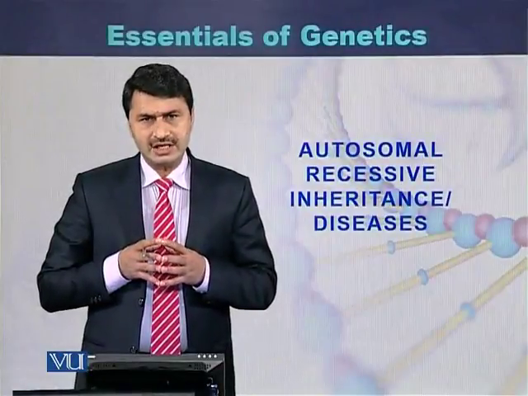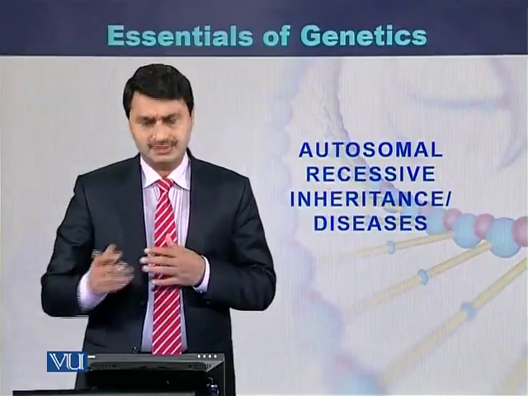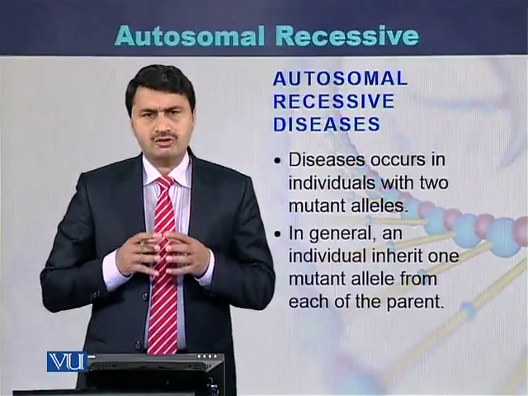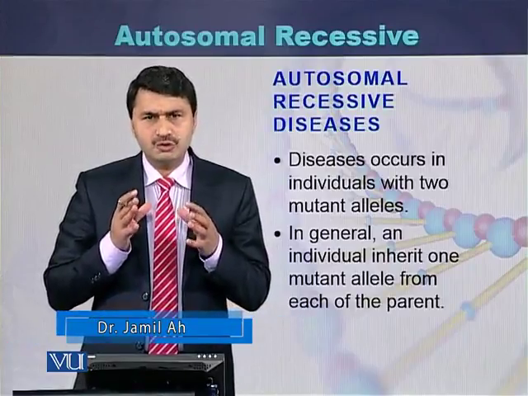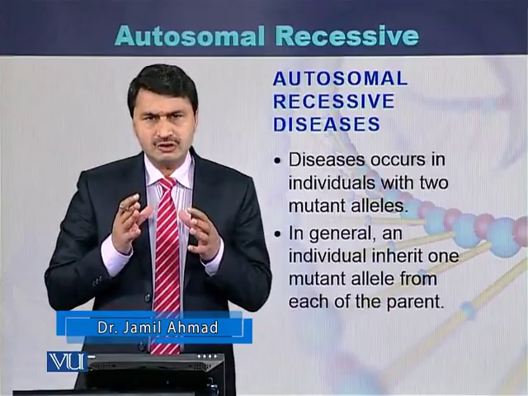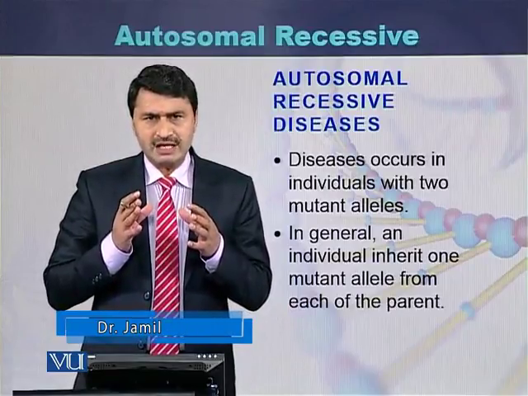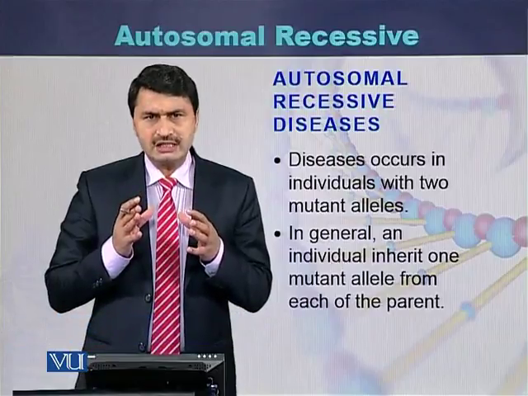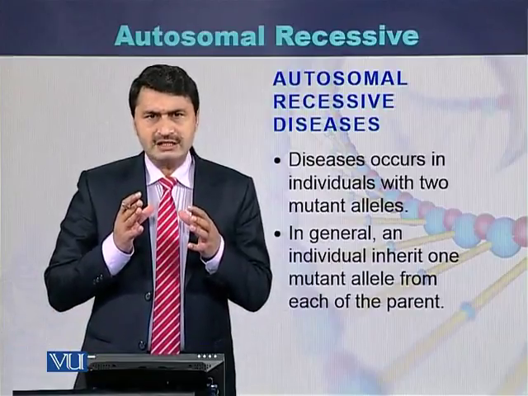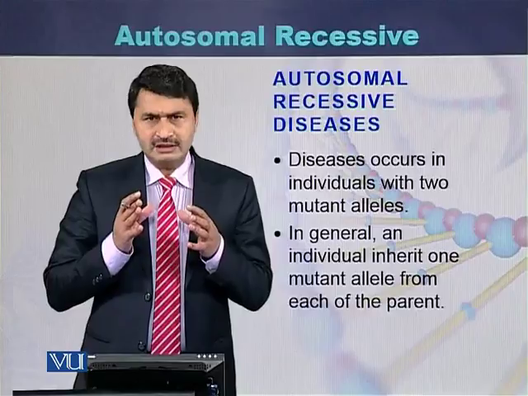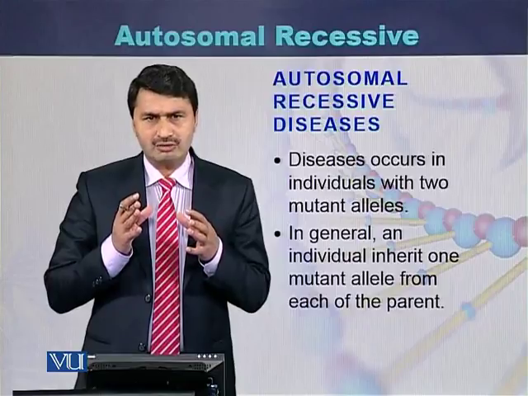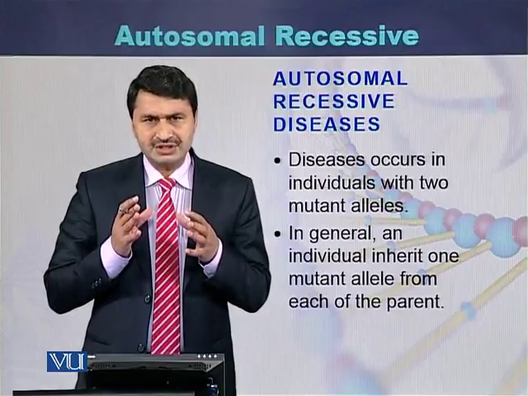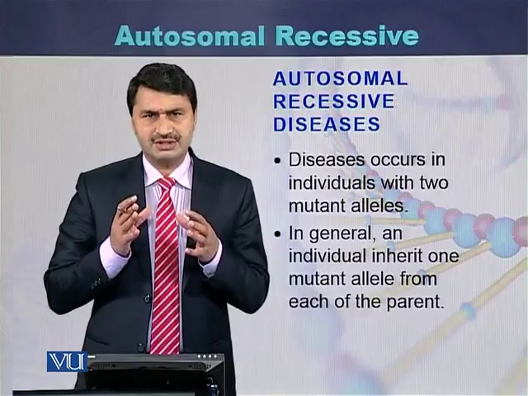Autosomal recessive inheritance, or autosomal recessive diseases. Autosomal recessive diseases are present in those individuals who have two mutant alleles. Because each individual inherits two alleles, if an individual inherits two mutated alleles from the parents, such an individual is called homozygous, and if both alleles are affected, then the individual would be affected. This pattern of inheritance is called autosomal recessive, and the diseases are called autosomal recessive diseases.